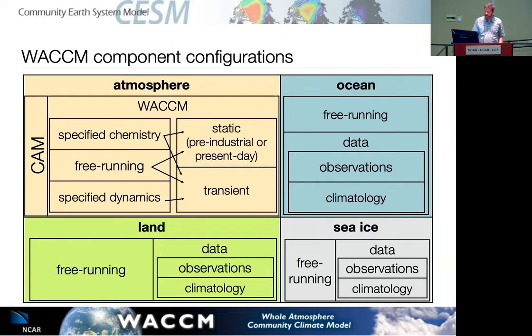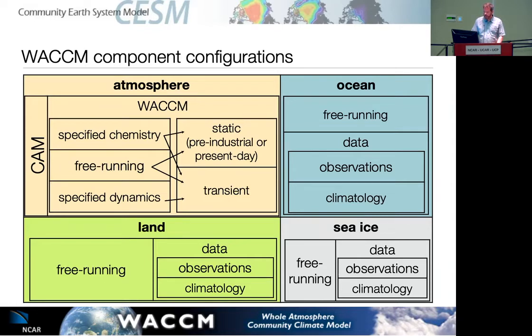And then for the chemistry, we can choose something called specified chemistry, which is even more simplified than the middle atmosphere chemistry, and it's closer to the chemistry that CAM uses. And that is used when we want to study the upper atmosphere dynamical processes and we're less concerned about chemistry. So we use prescribed ozone the way that CAM uses.